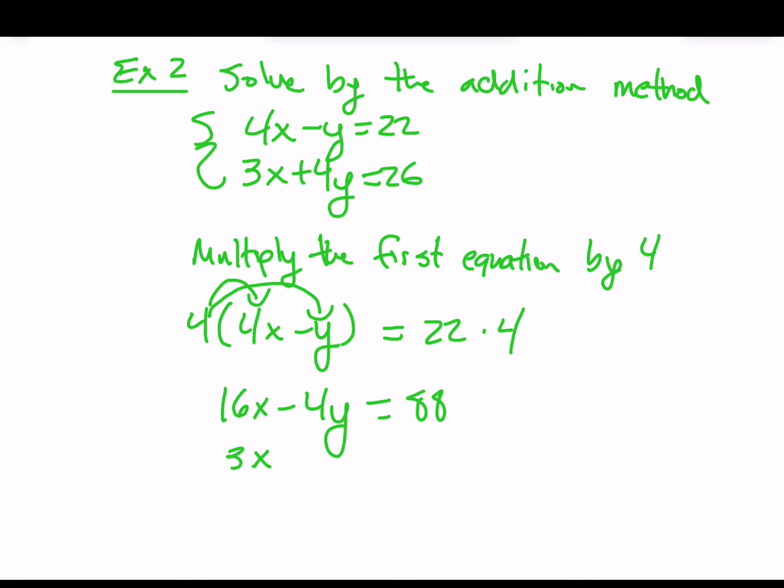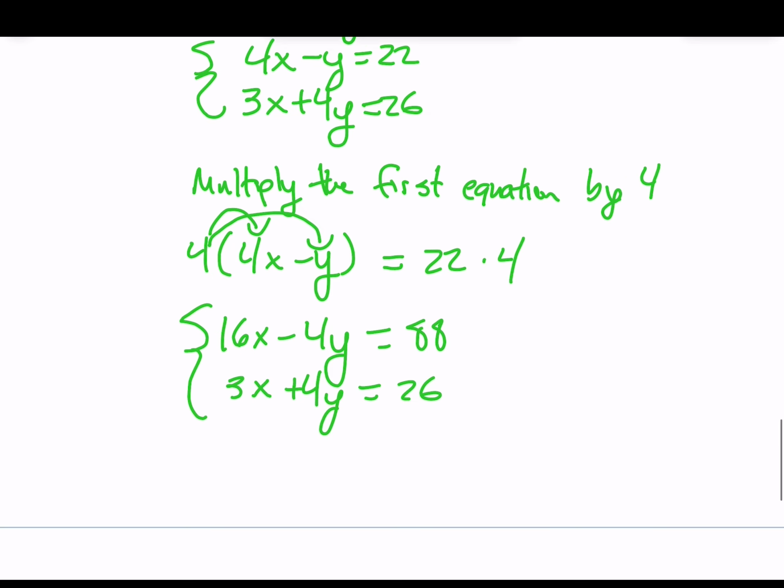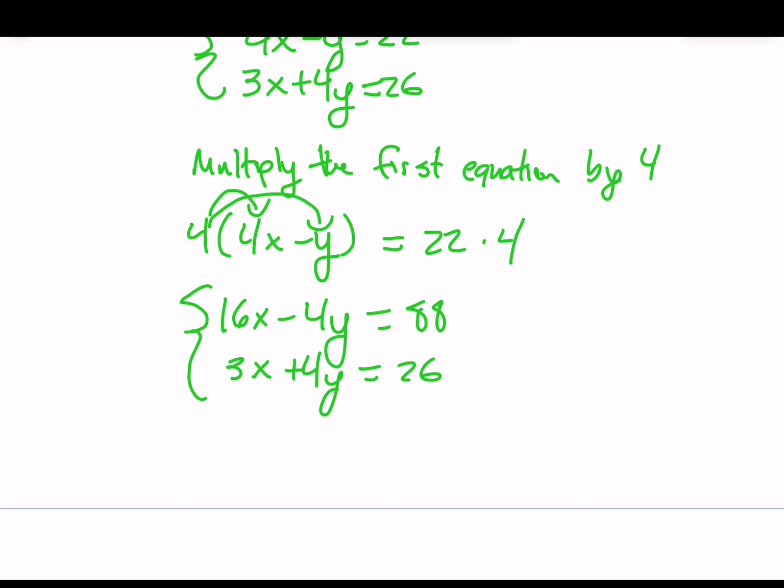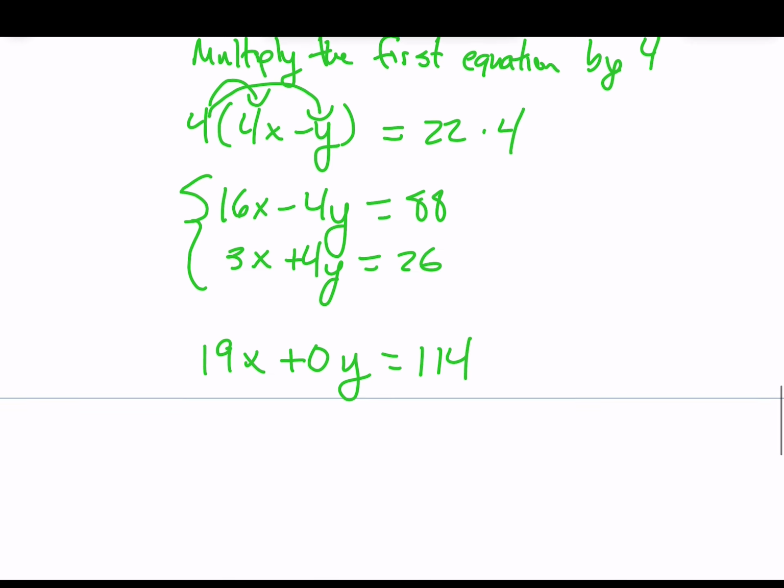Okay, and then we can just copy down our second equation. So that's 3x plus 4y equals 26. And now we have a new system that's equivalent to our original system. And at this point, we can add the equations together. So we can add 16x plus 3x to get 19x. Negative 4y plus 4y is plus 0y. And 88 plus 26, you can enter that in your calculator if you need to, is 114.